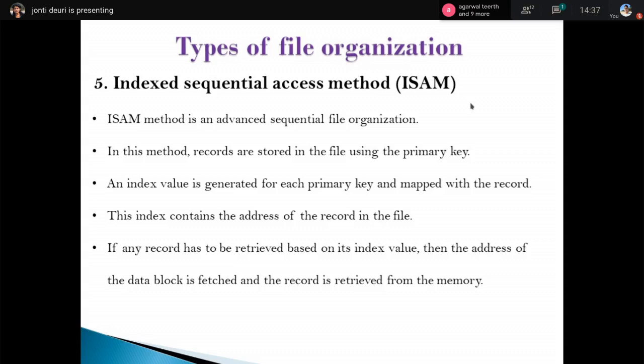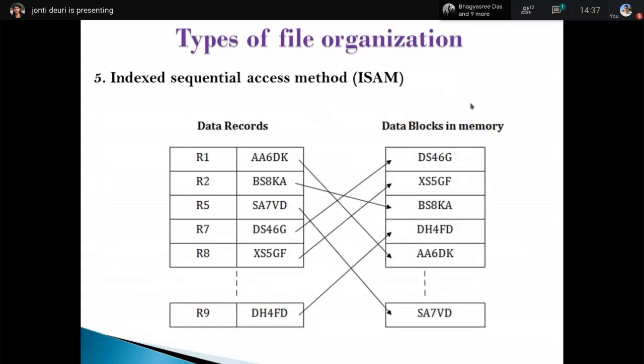But in index sequential file organization, we have the index, so that we can keep our addresses, right? So if any record has to be retrieved based on its index value, then the address of the data block is fetched and the record is retrieved from the memory. So based on our indexed value, we can find out the address of that particular block and fetch it, and whenever we want, we can retrieve the data from our memory, right?